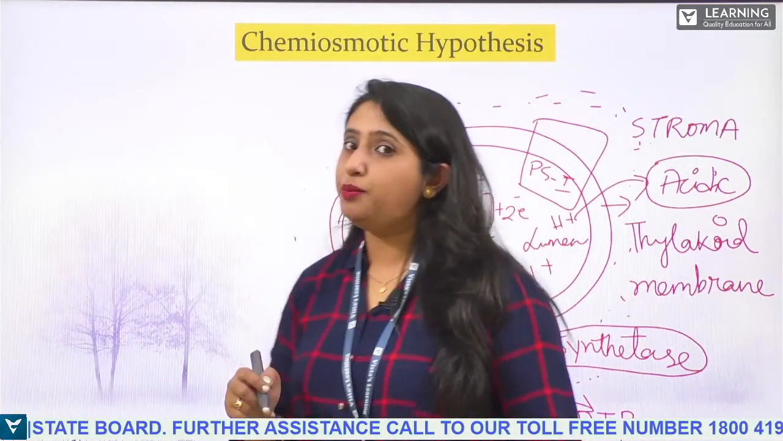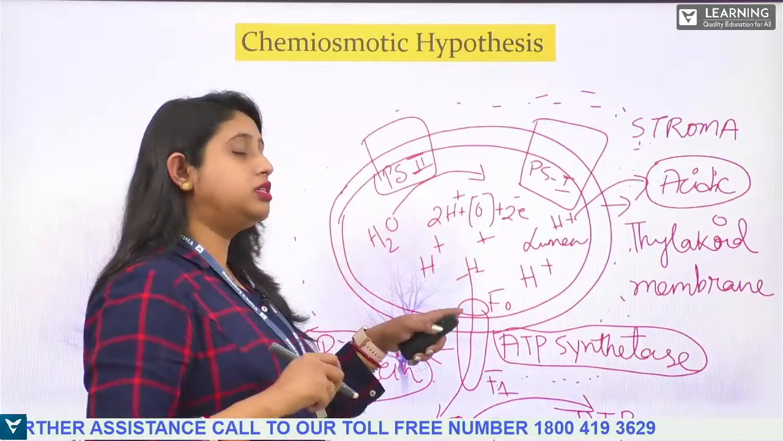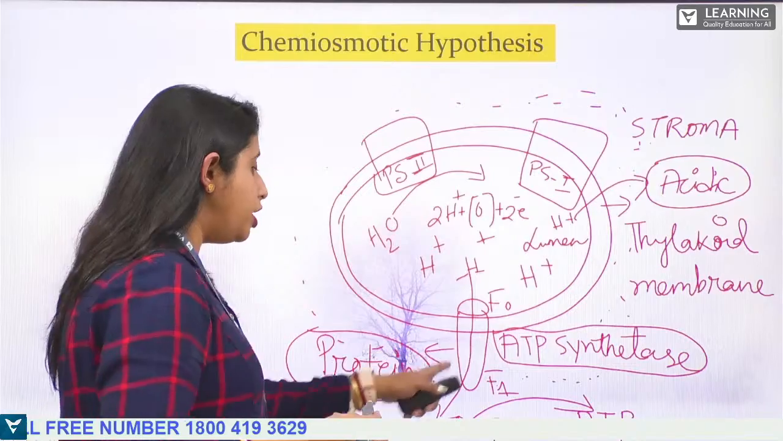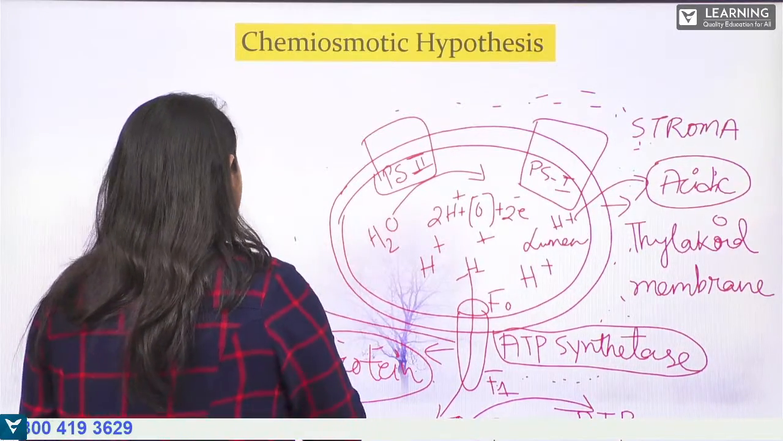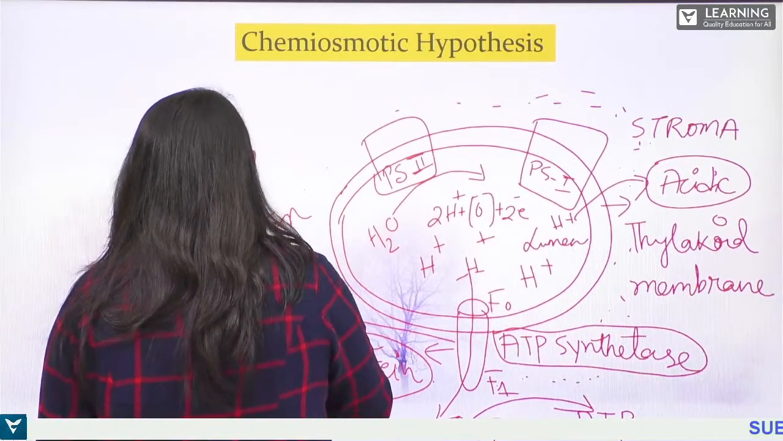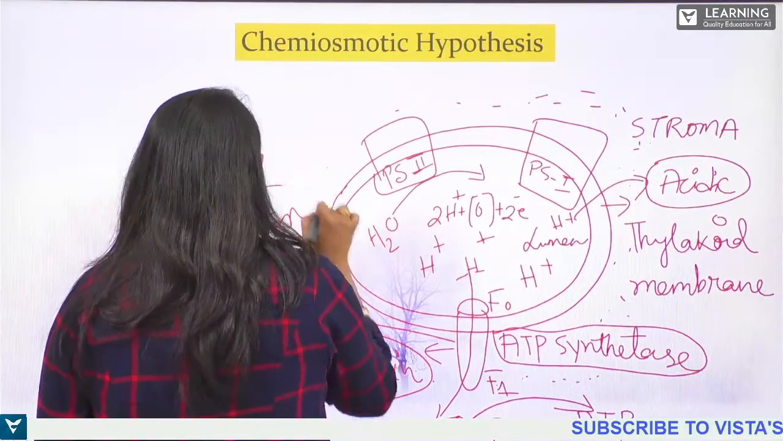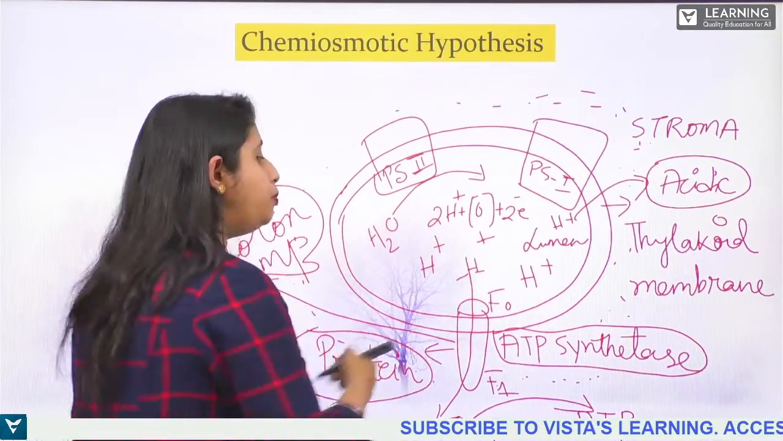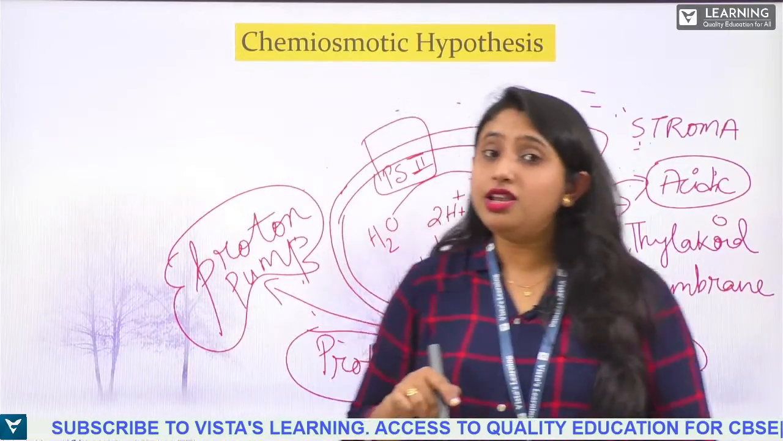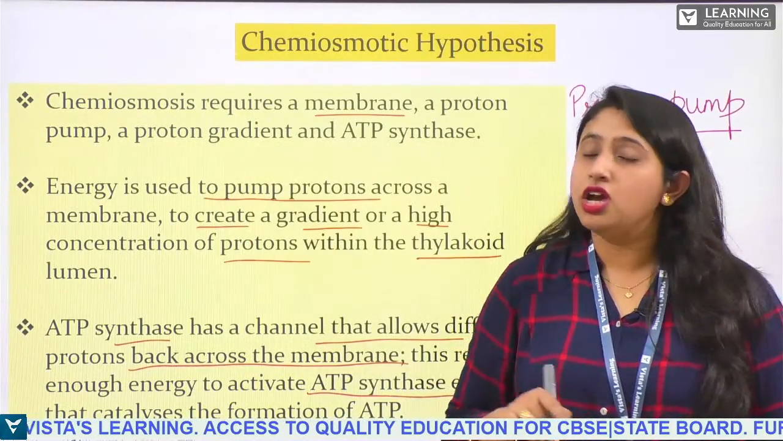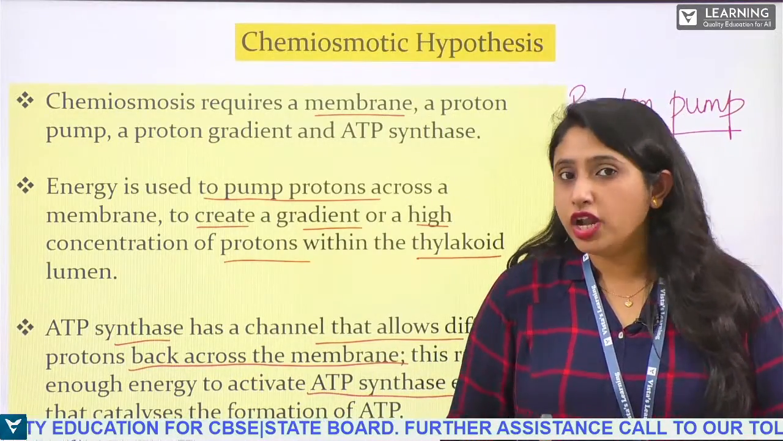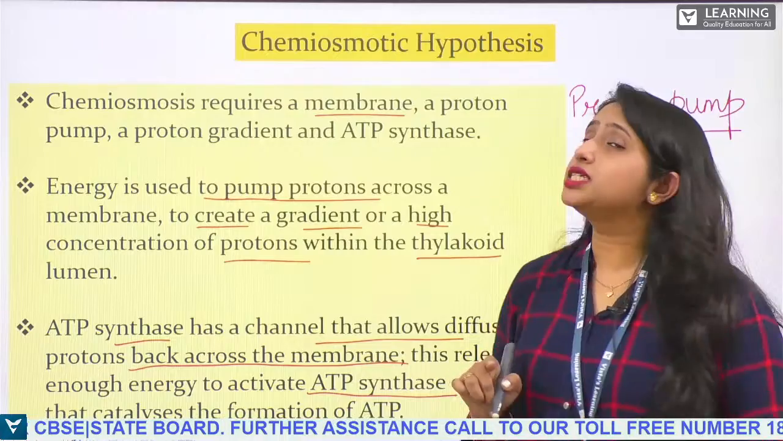So to remove these hydrogen ions, it requires lots of energy. With the help of this enzyme and this proton pump, and with the help of this ATP synthase, all the ions are being removed from the lumen. It requires energy, and in that case it leads to the formation of one ATP molecule. Is that clear?